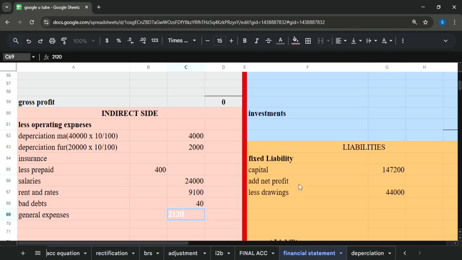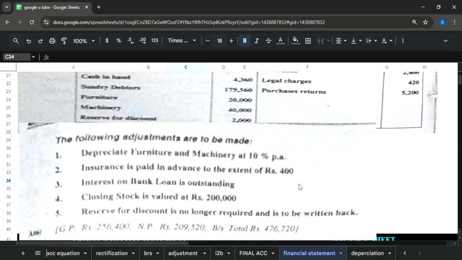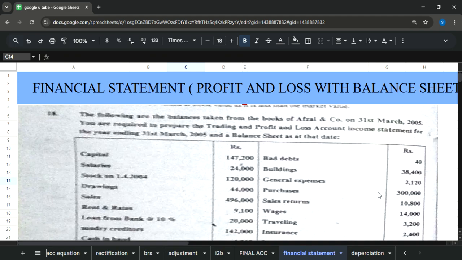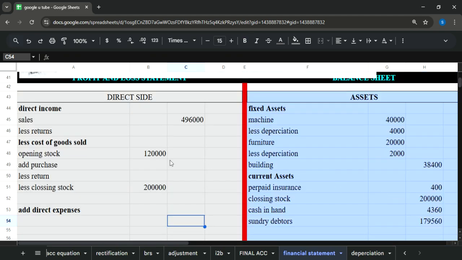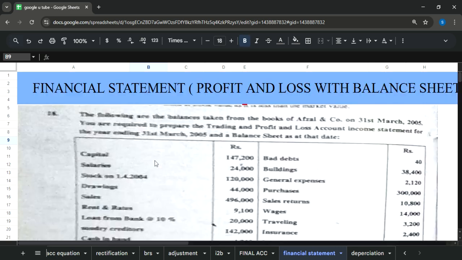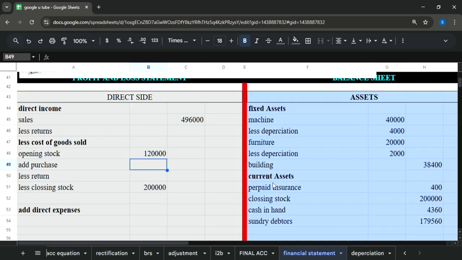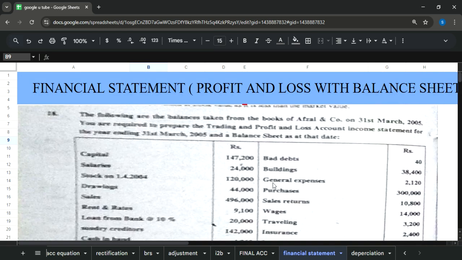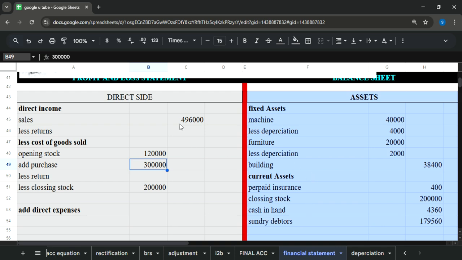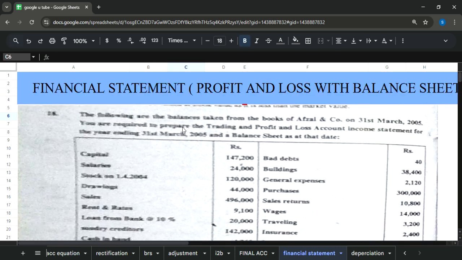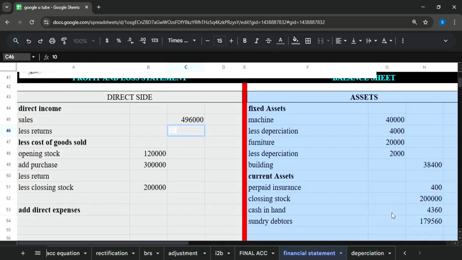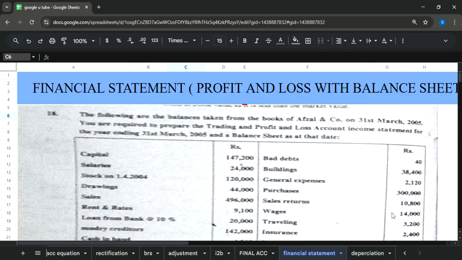Just mention it. After general expenses, we have purchases, part of cost of goods sold, already mentioned. We will write over here. And the amount of purchase is 3 lakh. Mention in front of purchase. Be very careful when you are writing zeros. Then we have sales return. This is part of direct income. Here you will write returns and the amount is 10,800, which would be written in front of returns.